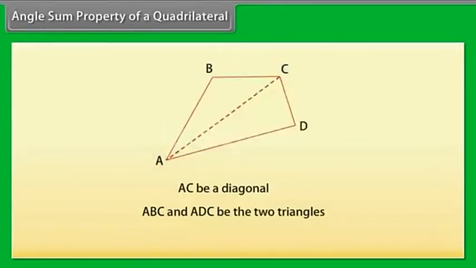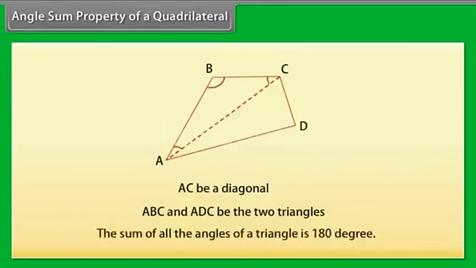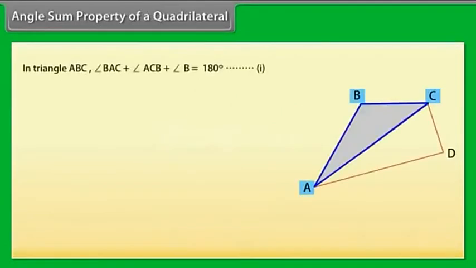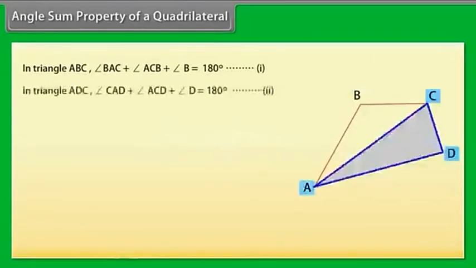We know that the sum of all the angles of a triangle is 180 degree. Therefore, in triangle ABC, angle BAC plus angle ACB plus angle B is equal to 180 degree. Mark it as equation 1. Similarly, in triangle ADC, angle CAD plus angle ACD plus angle D is equal to 180 degree. Mark it as equation 2.